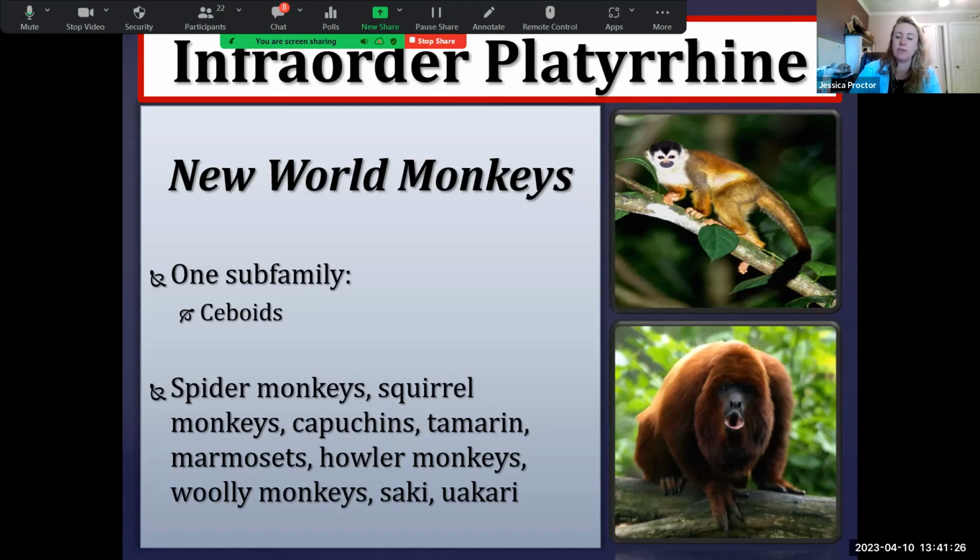New World monkeys include spider monkeys, squirrel monkeys, capuchins, tamarins, marmosets, howler monkeys, woolly monkeys, sakis, and uakaris. That's not an exhaustive list, but those are some of the big ones. For those of you planning on going to the zoo, not this weekend, but next weekend, we'll see spider monkeys, squirrel monkeys, capuchins, howler monkeys, and I believe there are also woolly monkeys at the LA Zoo too. They used to have uakaris, but no more.